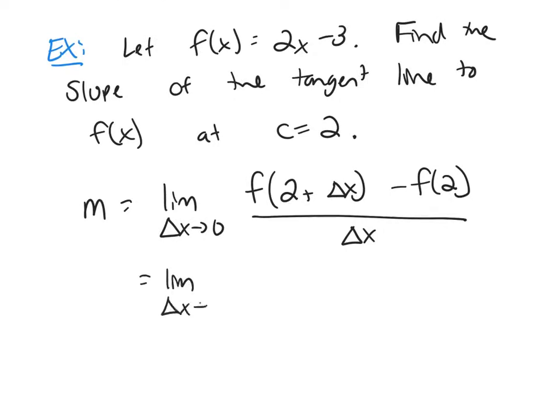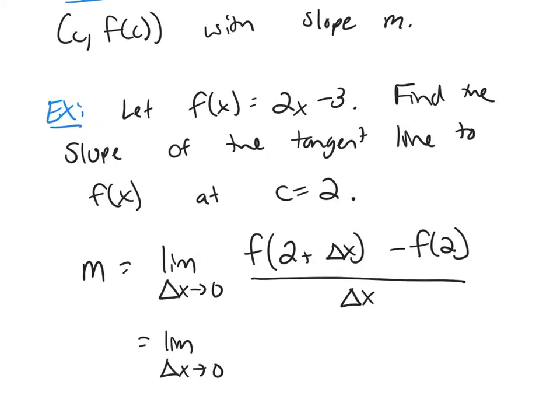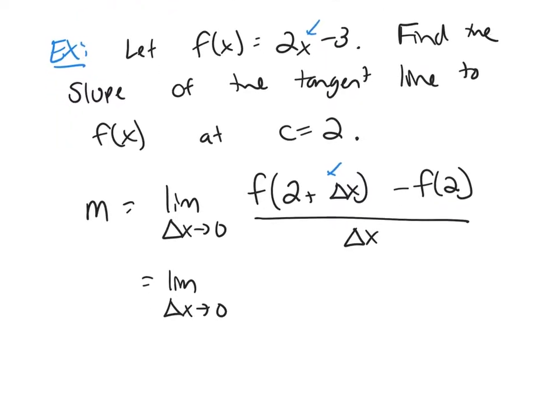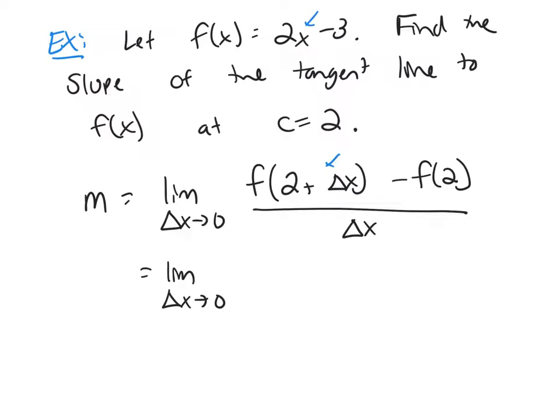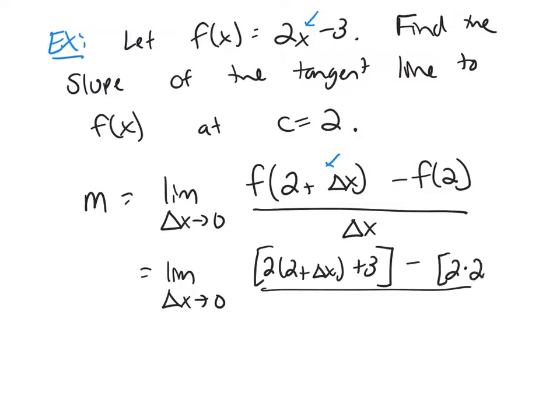So what we're going to do is plug in this 2 plus delta x in place of x in our function. So you'll get 2 times 2 plus delta x minus 3, minus, and now plug in 2 into our function, 2 times 2 minus 3. These should be minus 3's.